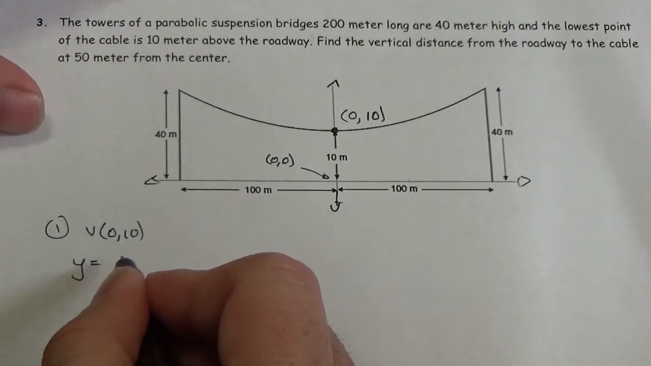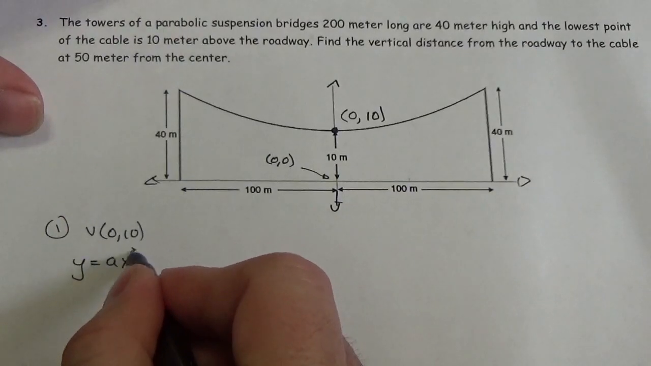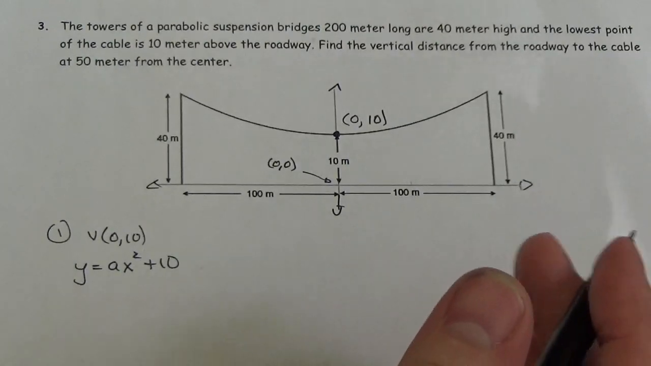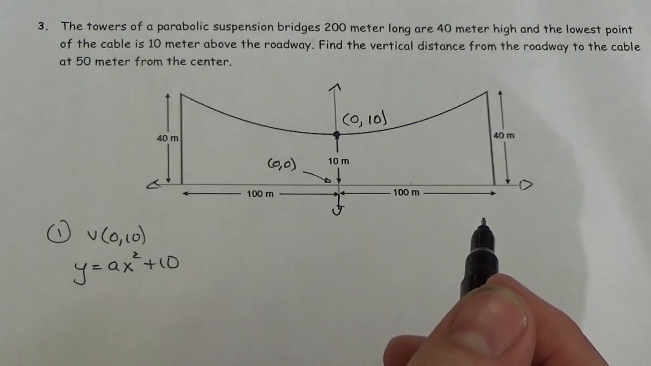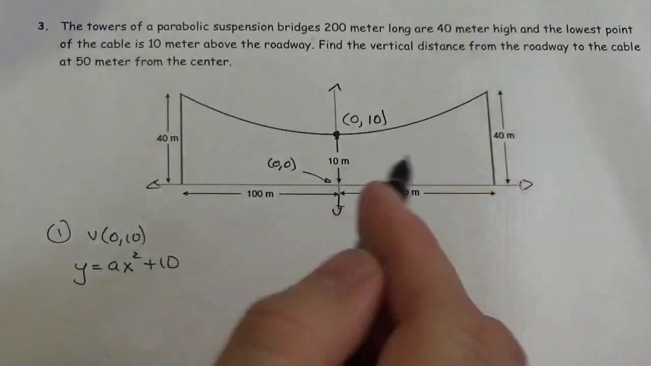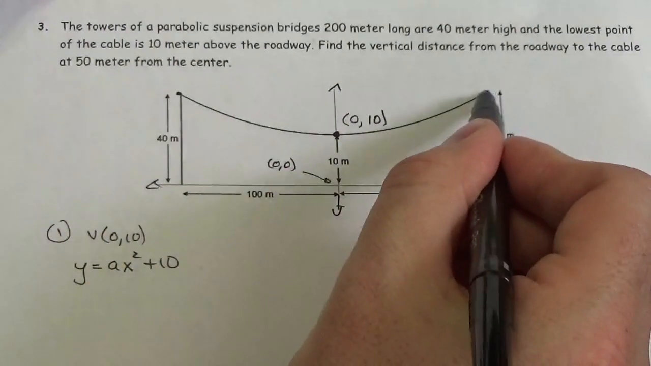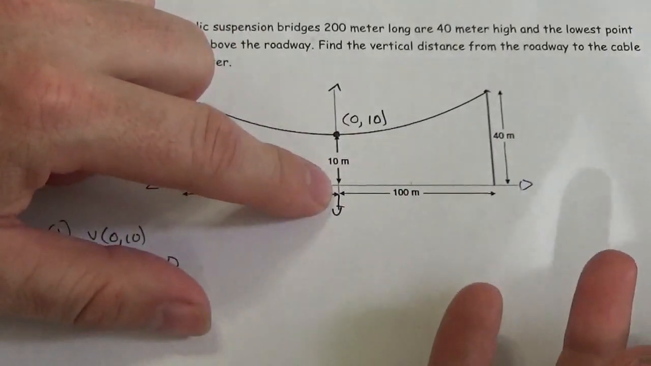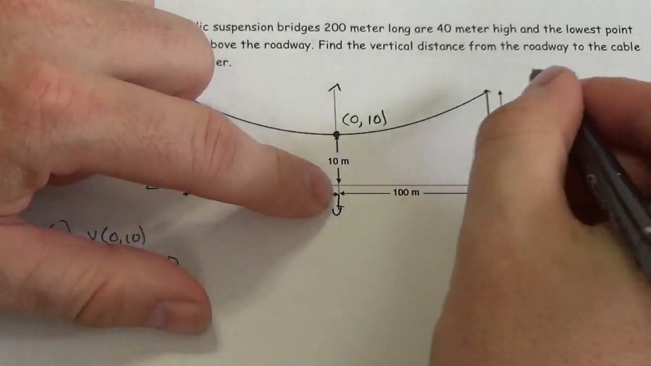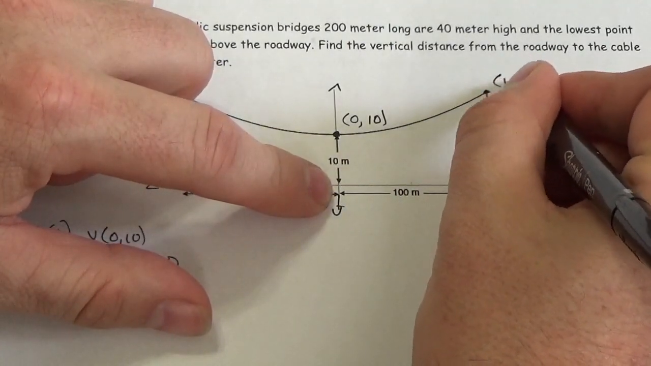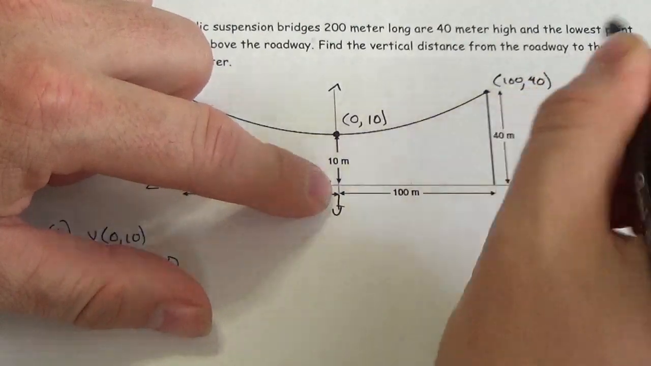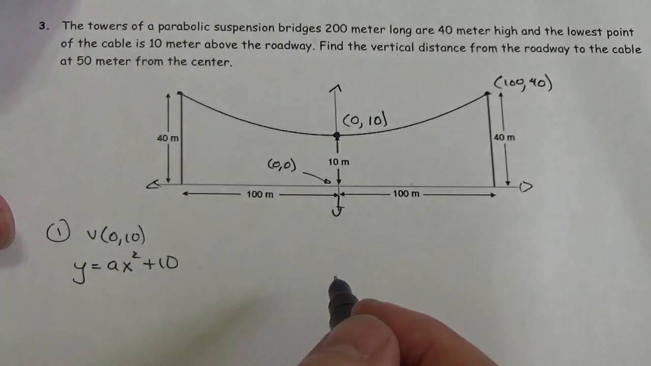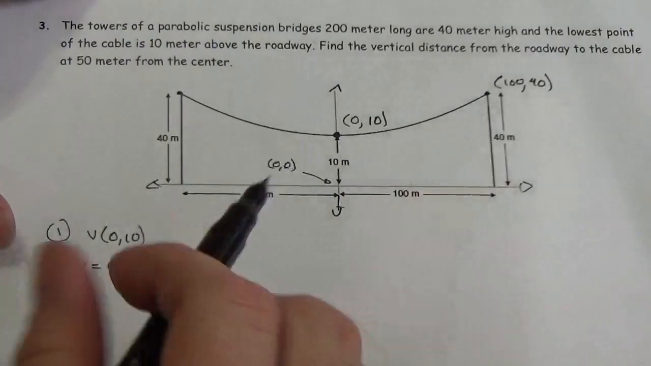And so I know that my equation is going to be y = ax² + 10. Now, of course, I don't know what my leading coefficient is. But I've got these endpoints here on the parabola, and I'm told the distance here and the height. Well, that's exactly what I need. That's an x-coordinate, that's a y-coordinate. So that point right there becomes the point (100, 40). It's really easy to read that off because it's almost labeled exactly the way I need it. Now I take and plug that in.